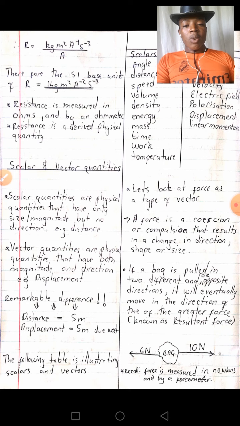Resistance is measured in ohms and it is measured by an ohmmeter. Resistance is a derived physical quantity.